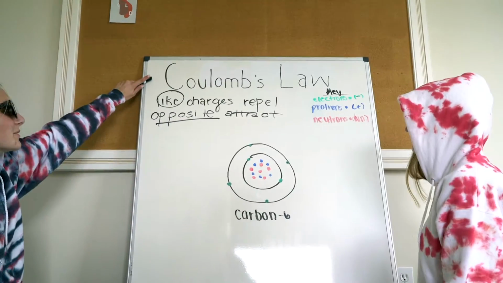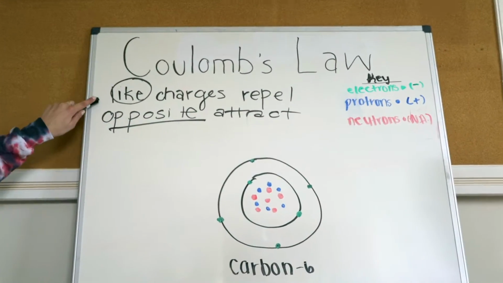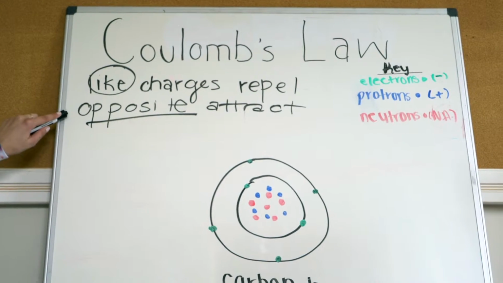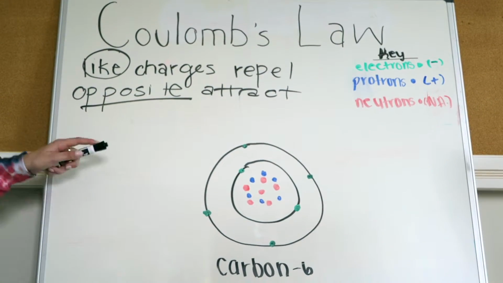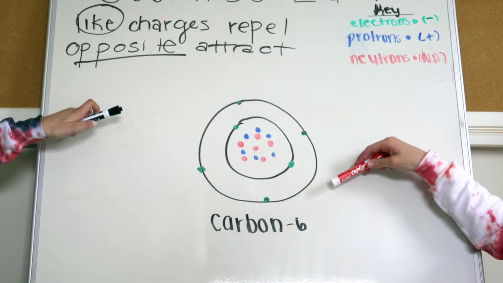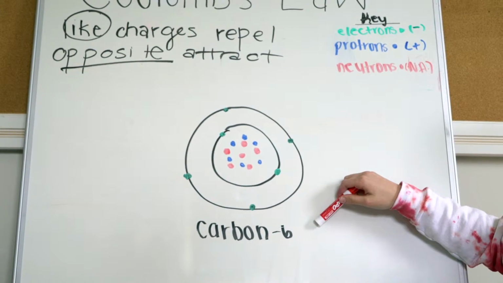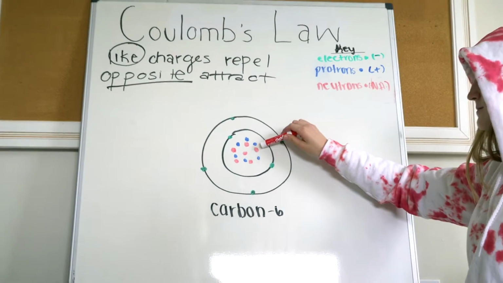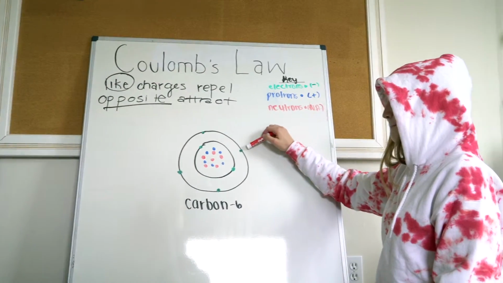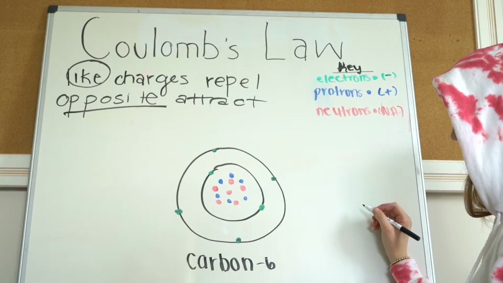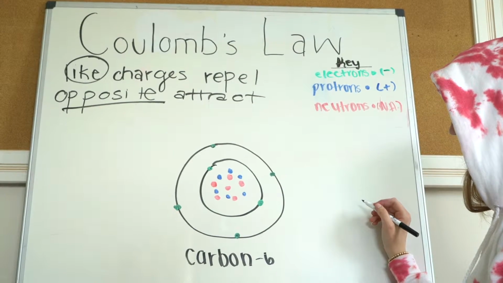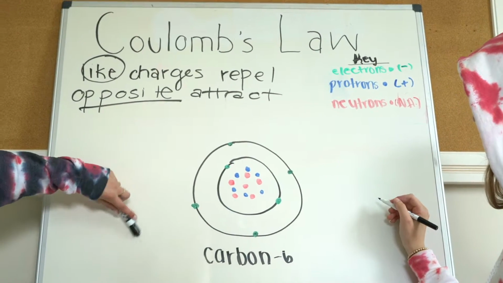Alright, let's break down Molly's definition of Coulomb's law. It starts with like charges repel and opposite charges attract. Here, Molly has drawn a carbon atom. Carbon has an atomic number of 6. That means that there are 6 protons, 6 neutrons, and 6 electrons. The protons are in the nucleus along with the neutrons, and the electrons are surrounding the nucleus.